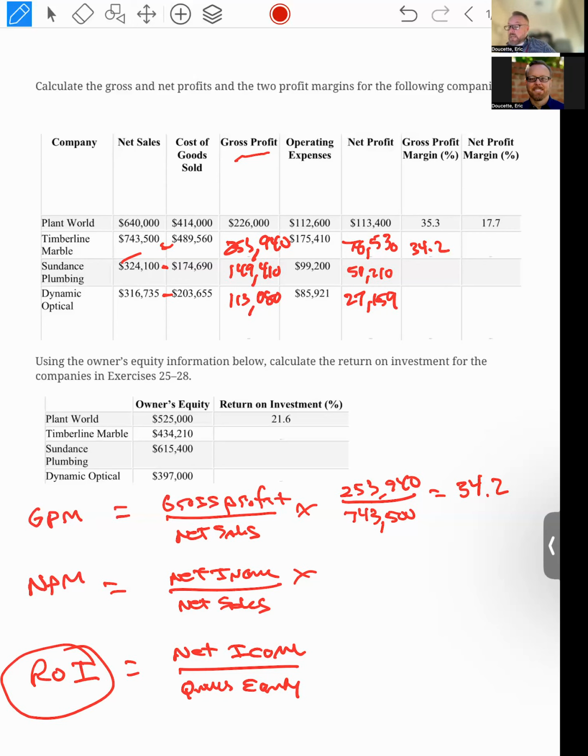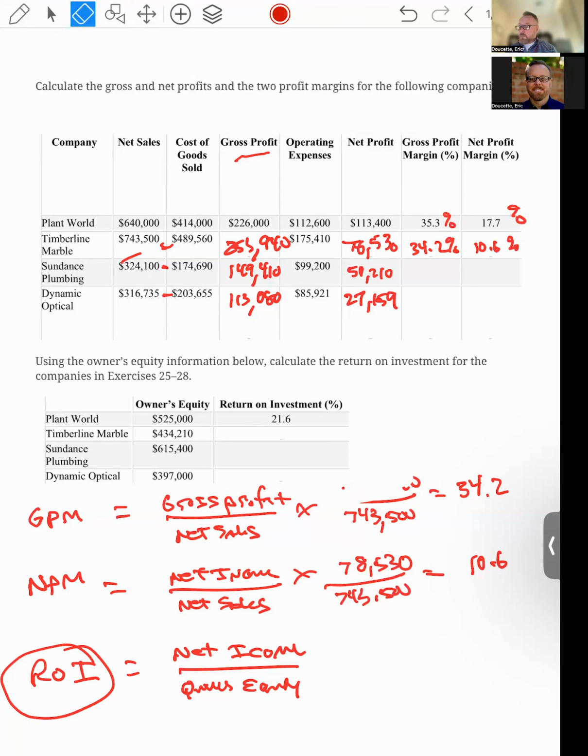And then the same thing here for the next one. Now that I have the net profit, the net income is going to be 78,530, and I'm going to divide that by net sales. Net sales again was 743,500 for that one. And the answer to that comes out to 10.6, or 0.106. So 10.6. And these are usually all percentages. So all I'm doing is following the formulas that I have for these. The same thing we would do on the next problem is just do the next one.